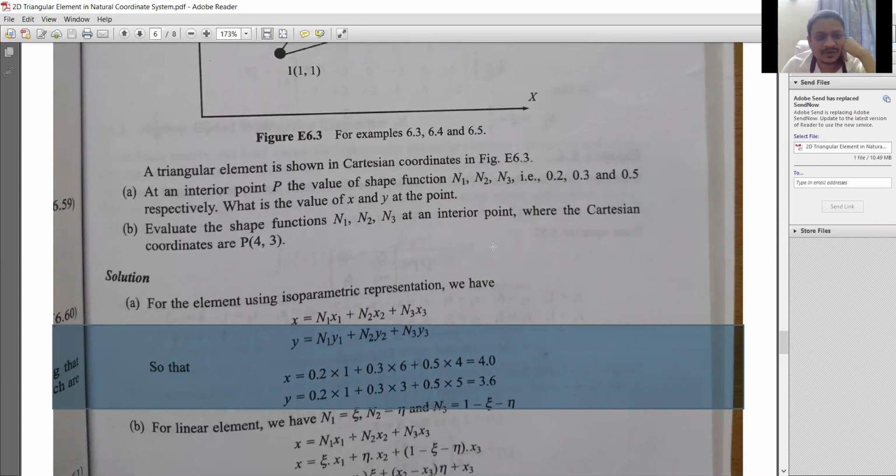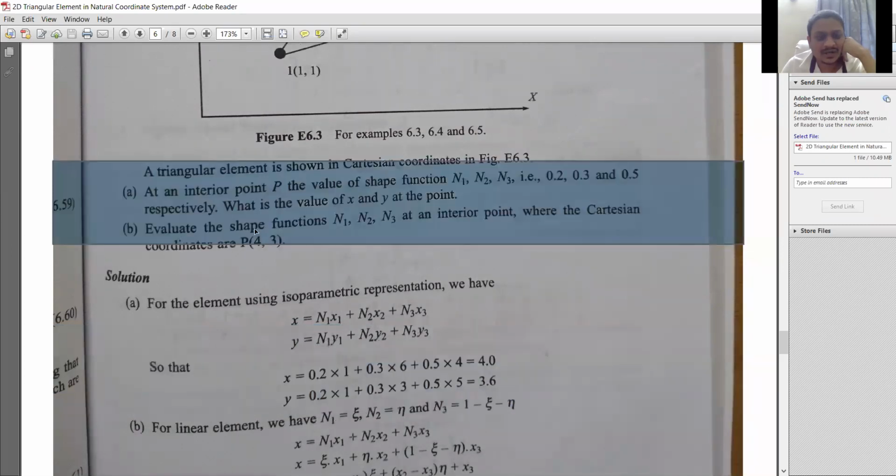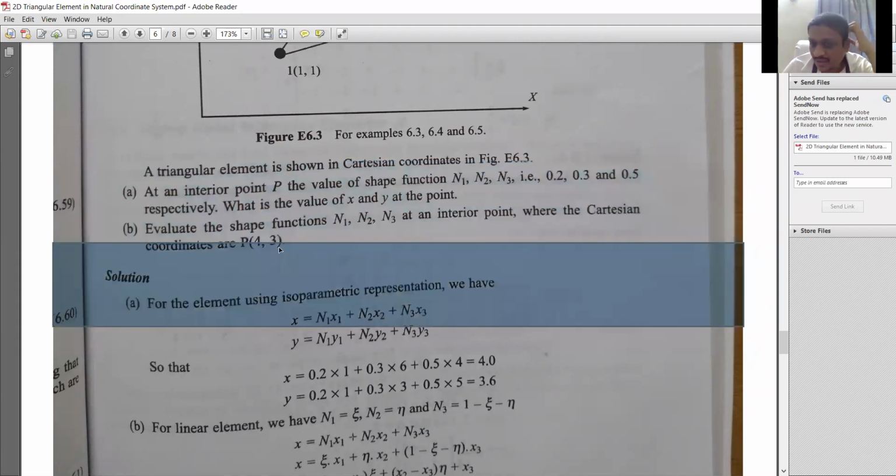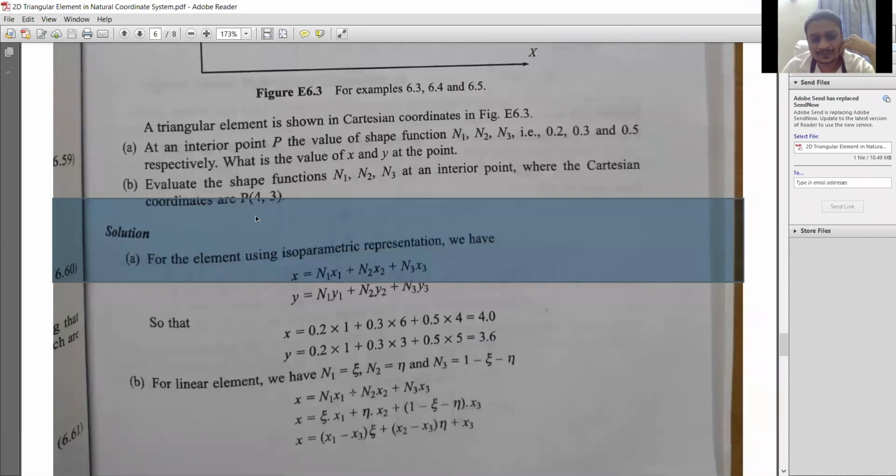The second part of the numerical says evaluate the shape functions n1, n2, n3 at the interior point with Cartesian coordinates 4 and 3. This is exactly the reverse of the problem. In the earlier problem, the n1, n2, n3 values were given, and from that we calculated x and y. But now x and y are given, and we have to calculate n1, n2 and n3.